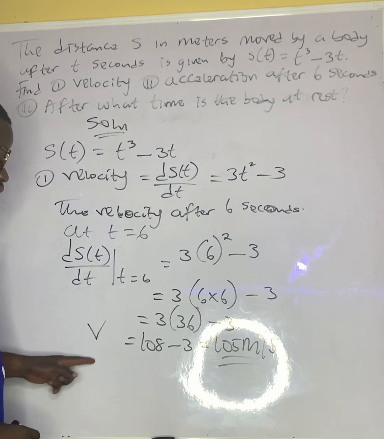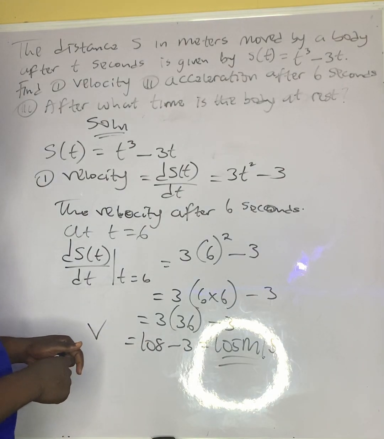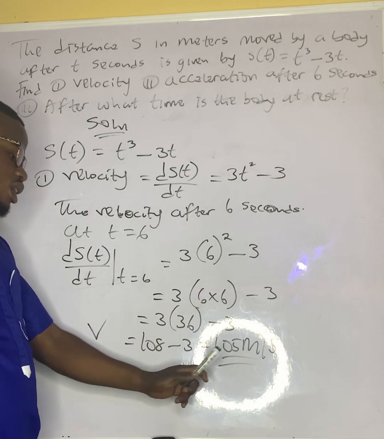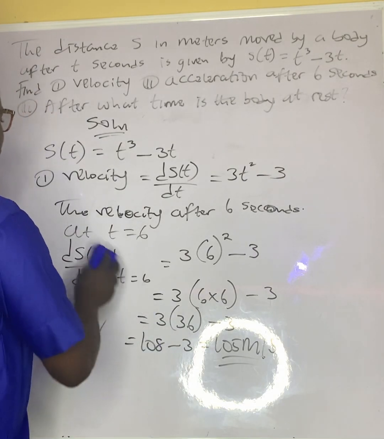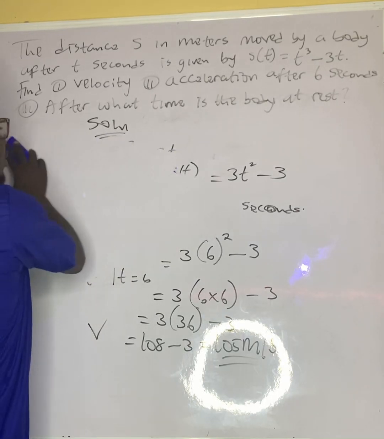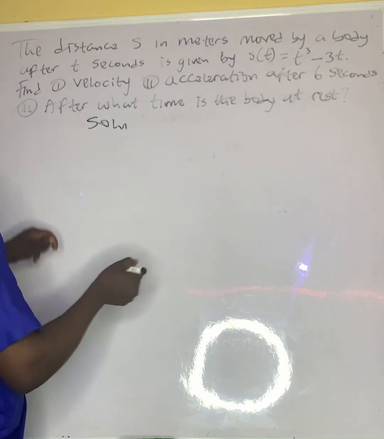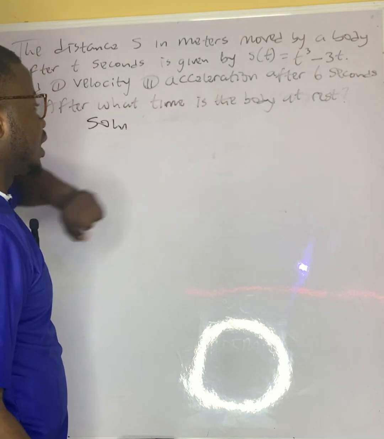So the velocity v after 6 seconds is 105 meters per second. So now let's go to the second question. The second question that we have there is, we have to obtain the acceleration after 6 seconds.